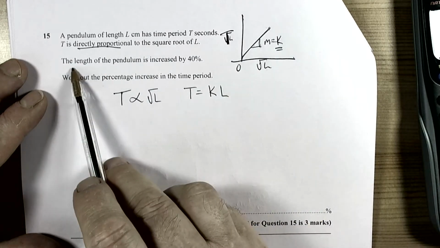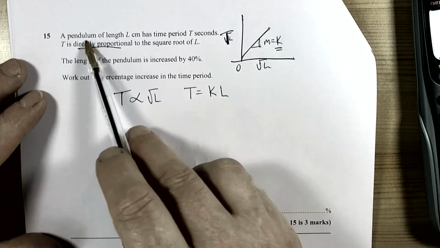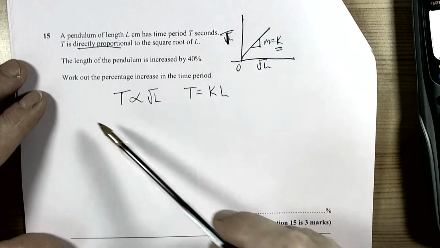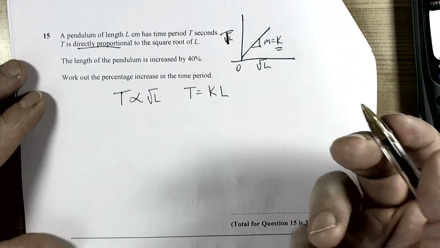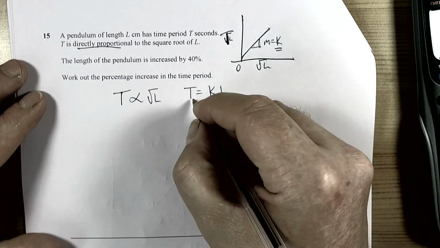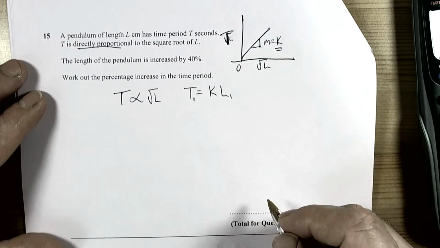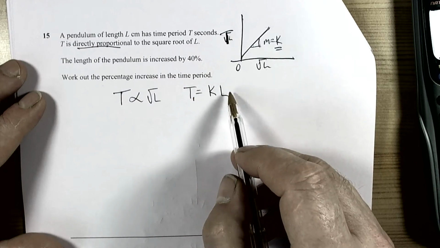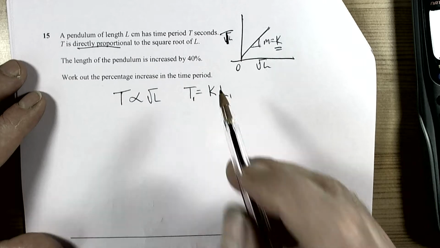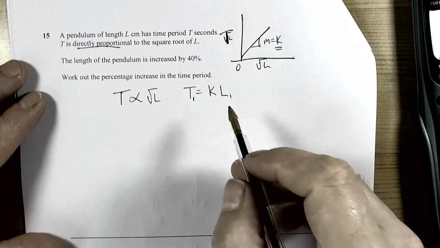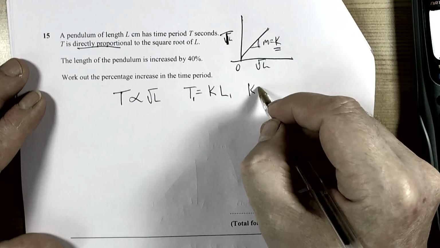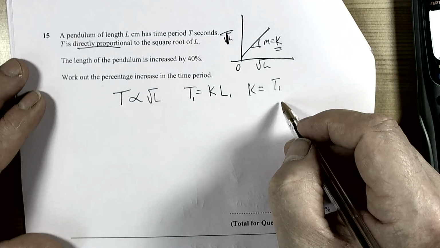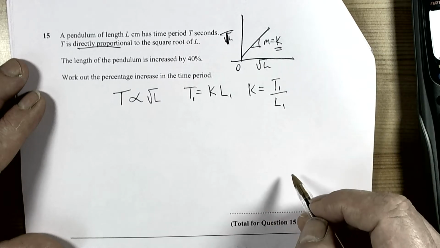Now, they're talking here about the length of the pendulum being increased. They're not actually telling us the lengths, they're not actually telling us the times, so they're asking us to work in a kind of abstract way. So we need to use subscript language here because we have to think of the initial conditions, so we'll call those T1 and L1. So the initial time period and the initial length, and there's a constant that goes between those two. Now the thing about proportionality is the constant cannot change. So in this case, to find k, we would have done the time divided by the length.